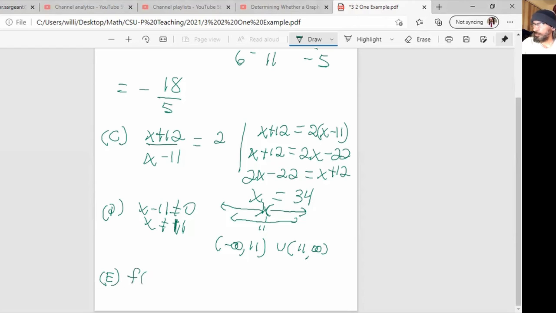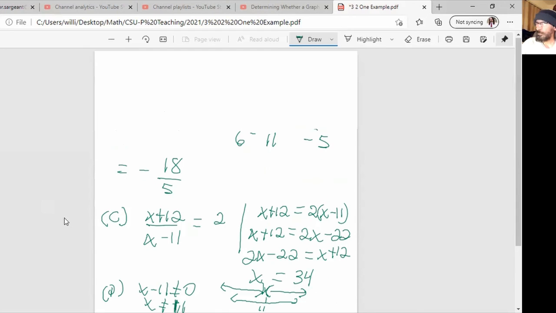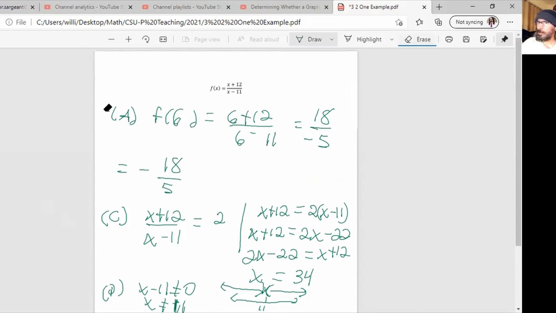Y-intercept, put in 0 for x to find out y. And then type that as an ordered pair. Followed by finding the x-intercepts. This is the only y-intercept. I'm going to do a little erasing here. Put in 0 for y, which is the same as f of x equals 0, like we had in part C.